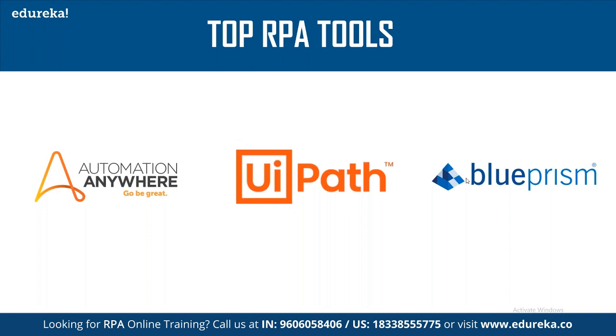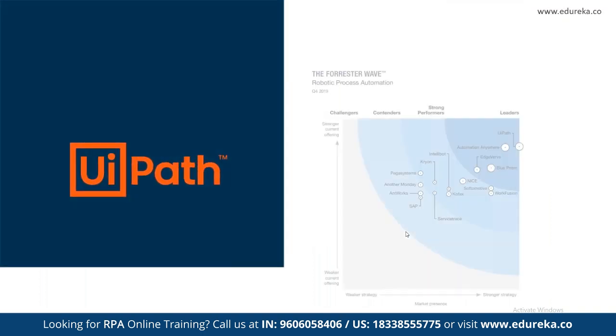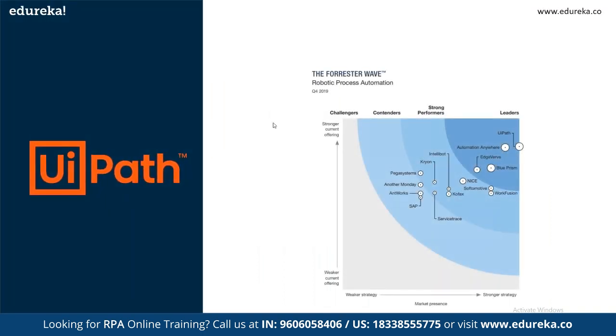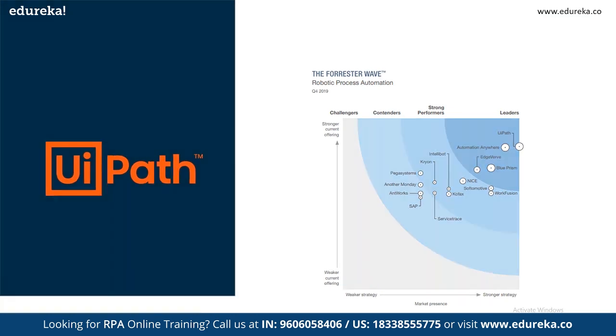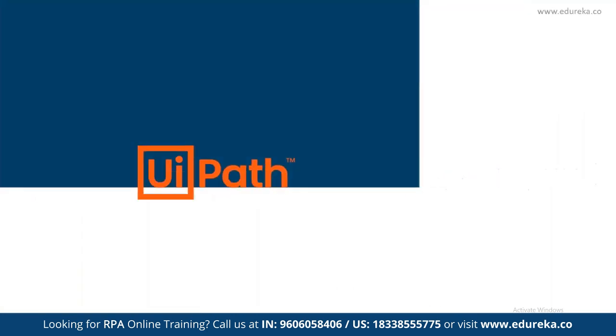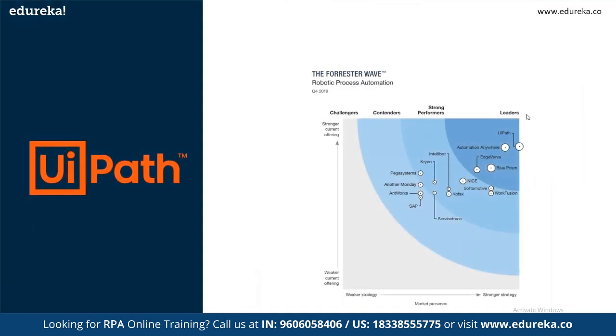All right, so these are the three main players in the RPA market: Automation Anywhere, UiPath, and BluePrism. If you talk about the entire market segmentation, these are basically the global leaders, where the biggest player is UiPath, followed by Automation Anywhere, then BluePrism, then Edgeware, Nice, WorkFusion, SoftMotive, Kofax, and IntelliBot. So these are all different players in the market, where UiPath has been the global leader.